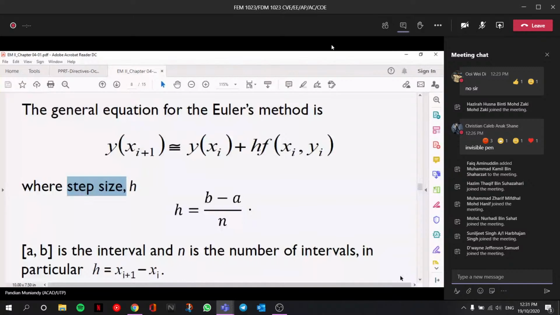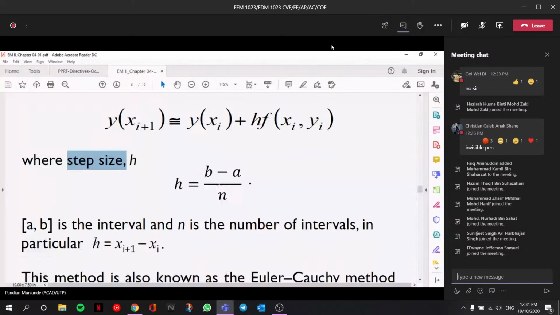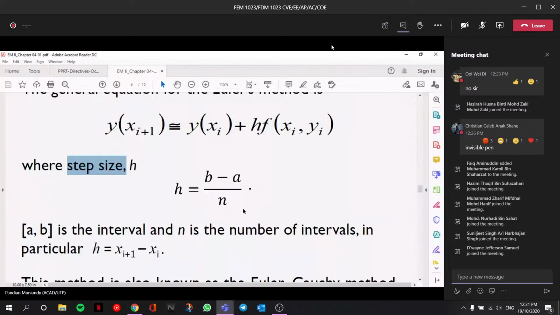So b minus a over n. What is b? What is a? What is n? So b minus a, and a and b are the interval. This one, close bracket, open bracket, close bracket. [a, b] is the interval, and n is the number of intervals. How many? We will show you later.